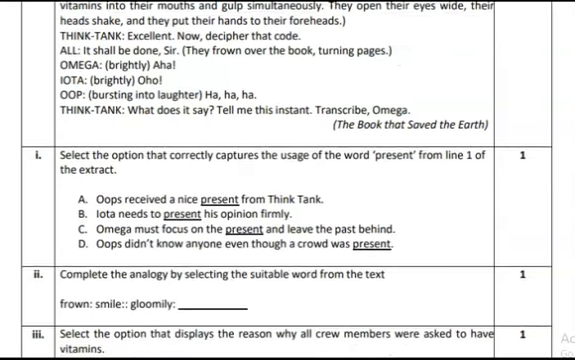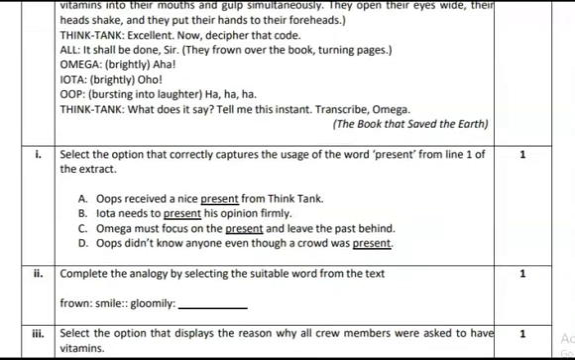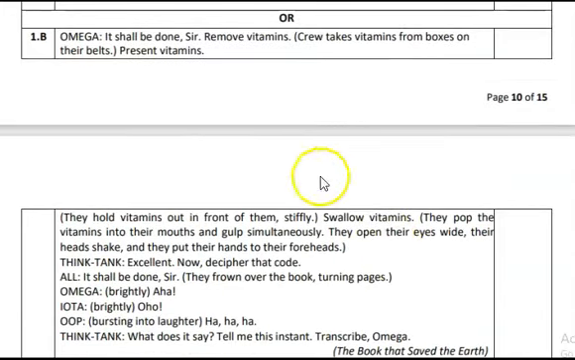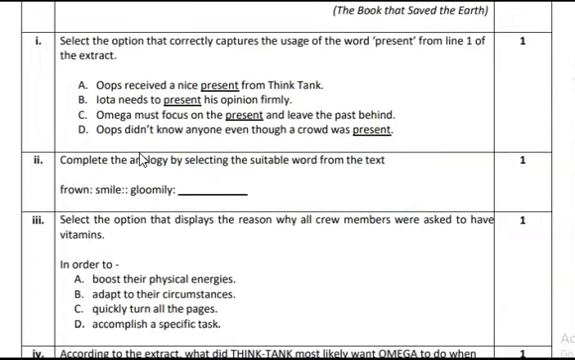So this is the extract, and let us see what kind of questions have been set on this extract. Question number 1. Select the option that correctly captures the usage of the word present from line 1 of the extract. So line 1 of the extract is present vitamins. So here the word present has been used as a verb because it says present vitamins. The word present can be used in many different ways. It can be used as a noun, it can be used as an adjective, and that is why it is the application of.